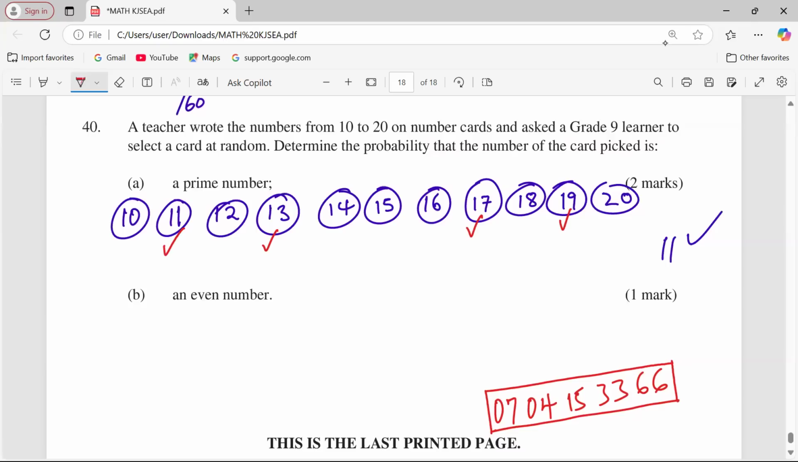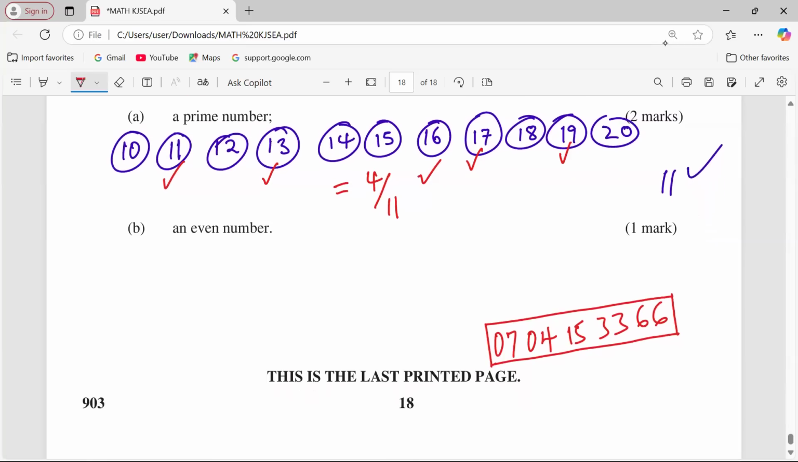And how many are they? They are 4 out of 11. So the probability of picking a prime number is 4 over 11. I hope I have selected them well. 11, 13, 17, and 19. Prime numbers. Then the next one is an even number.